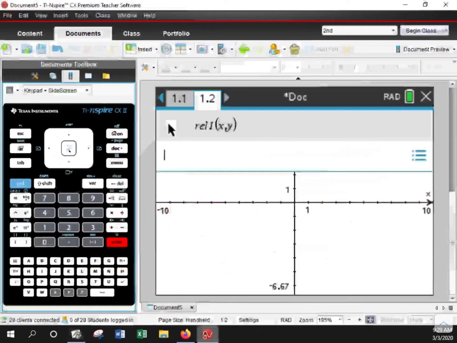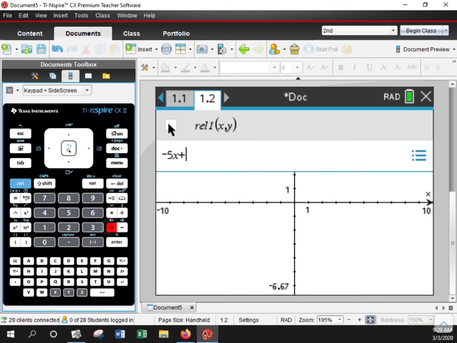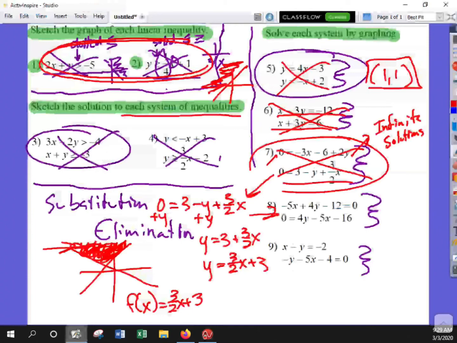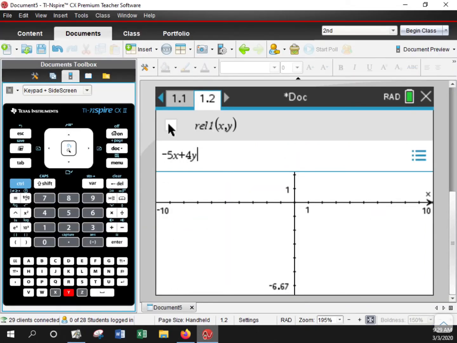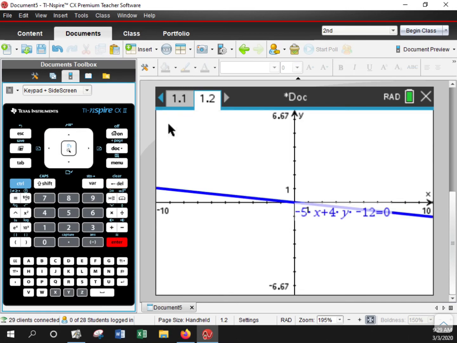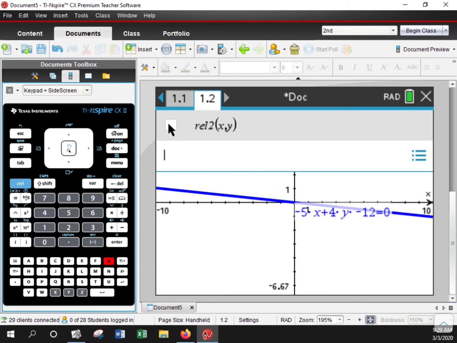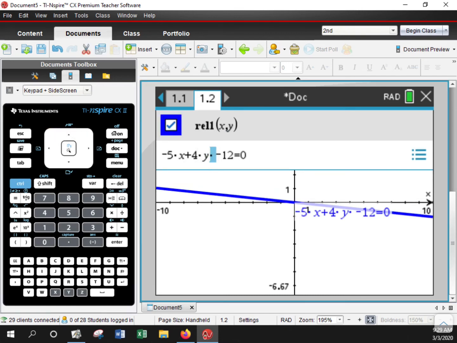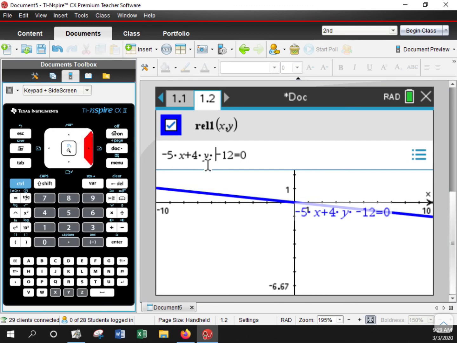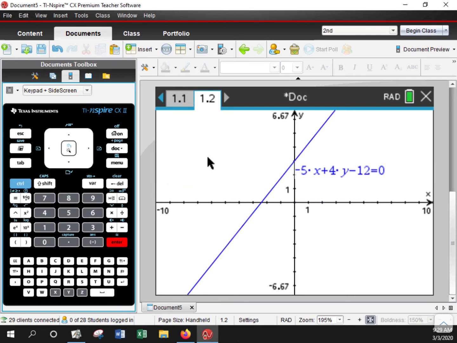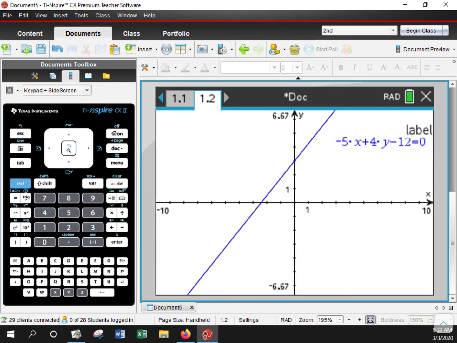So, negative 5x plus 4y, minus 12 equals 0. Something to pay attention to is don't mix up the negatives and the minus, because what happens is this. See right here? It's not minus 12, it's multiplying by a negative 12. So that will definitely screw up your answer, as we can see. You have to make sure things are written in correctly.